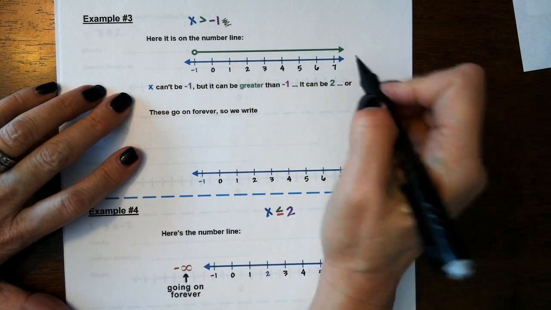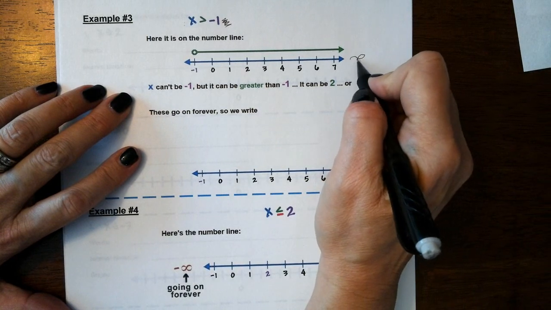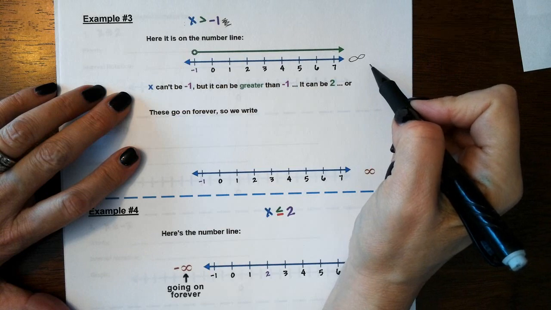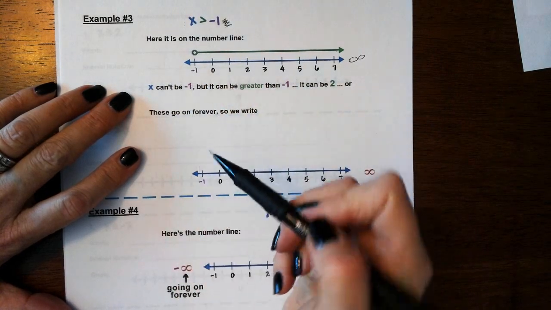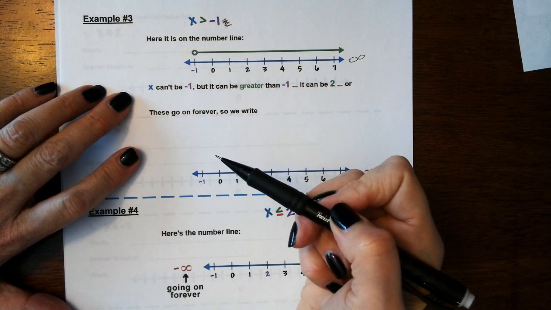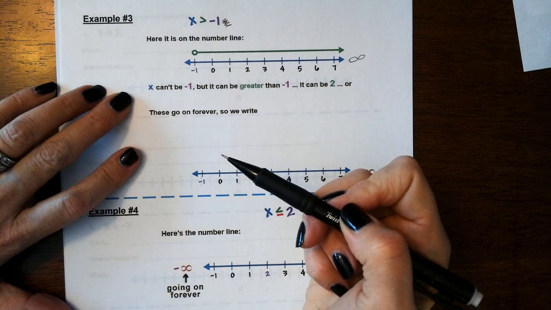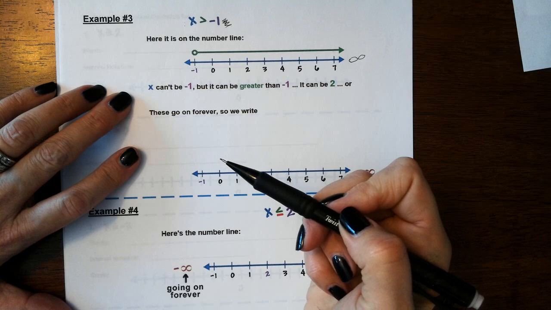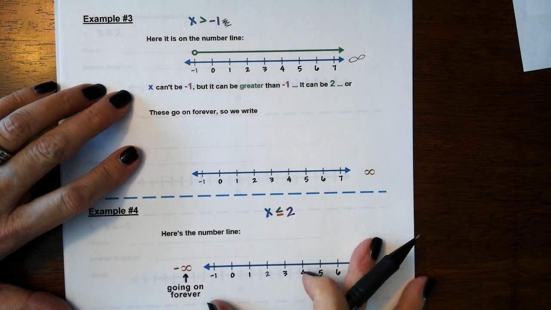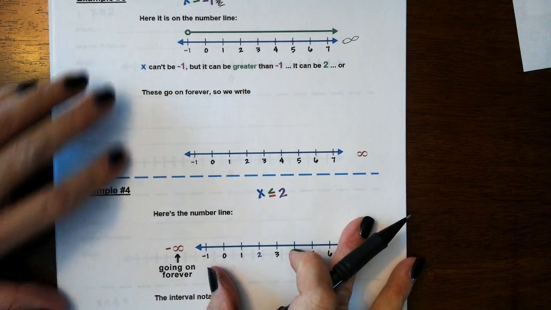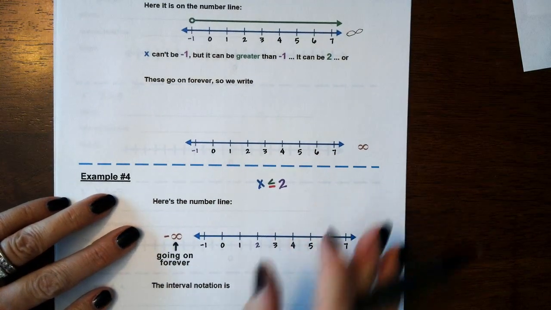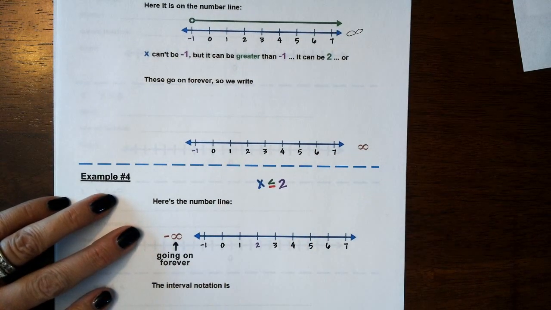What we don't have on here is infinity, right? We never say it, but this really means that all real numbers greater than -1 would satisfy this inequality. All real numbers greater than -1, all the way to infinity. So we're going to start writing it with infinity. We can go on forever and ever, but obviously our number lines don't go that far. Okay, so this is how we write it.